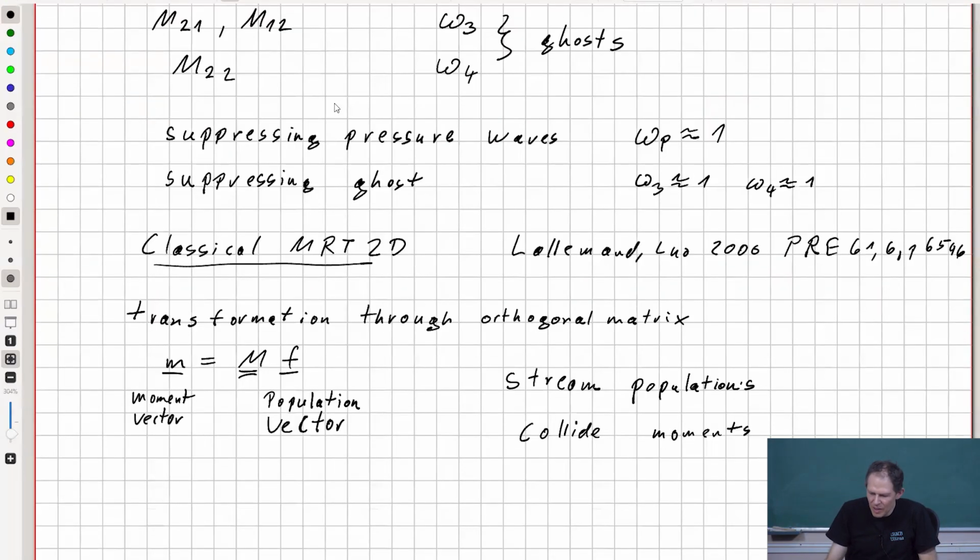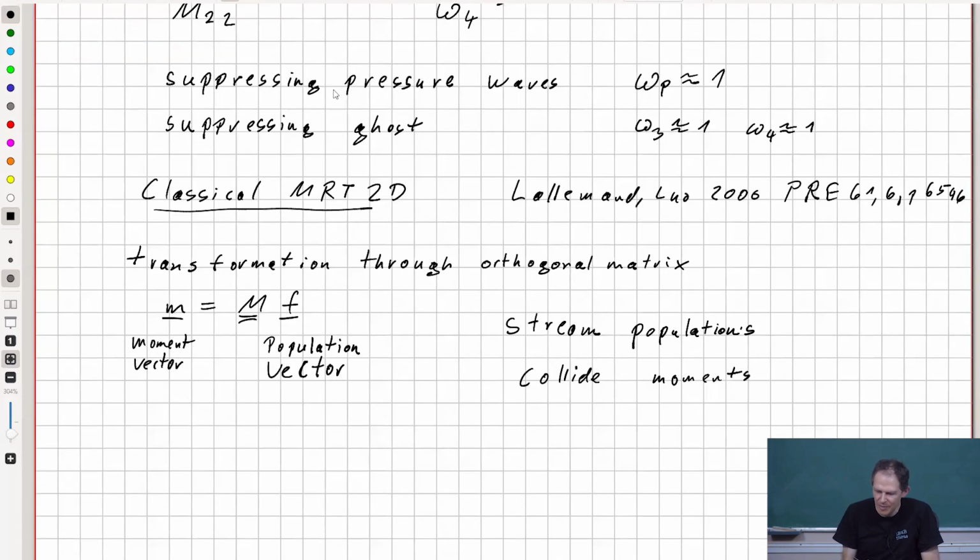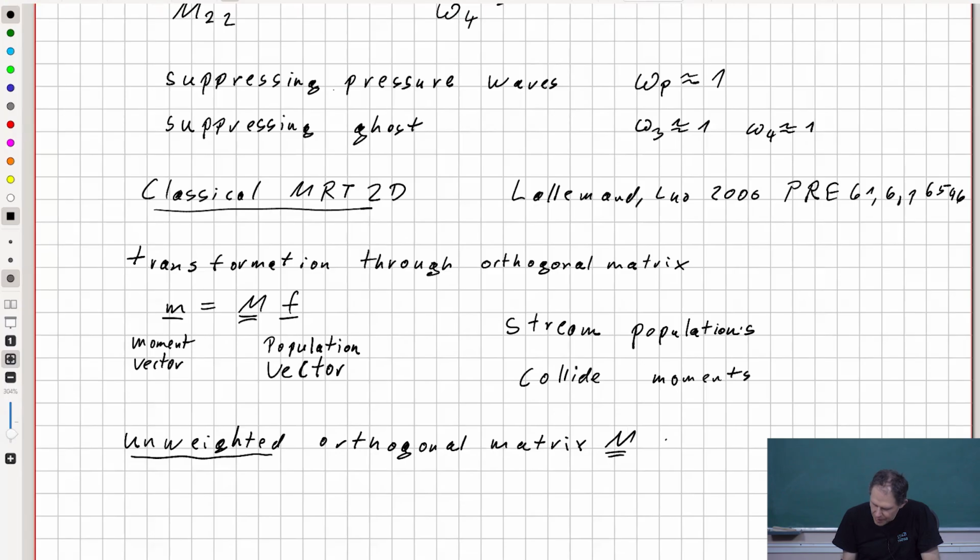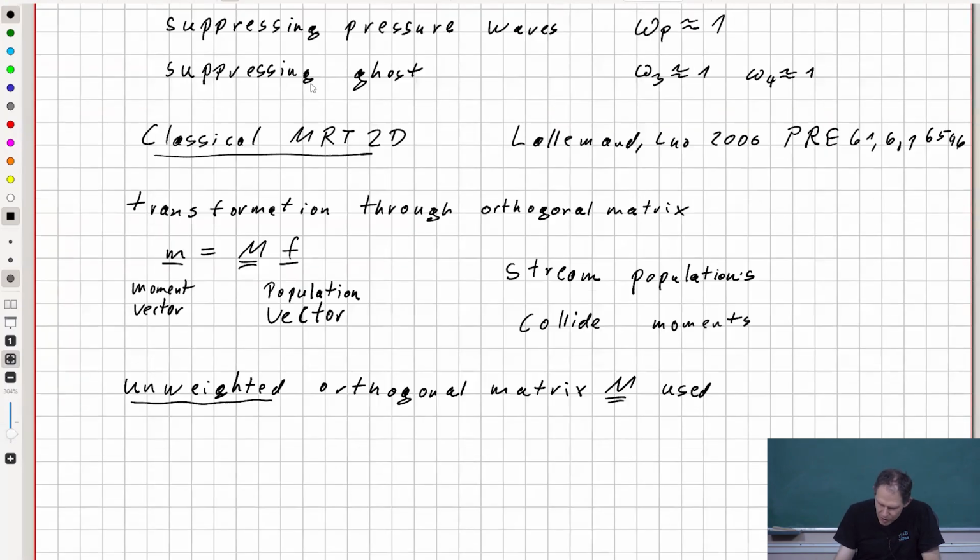So this was actually an unweighted, and this is later becoming important, an unweighted orthogonal matrix M that was used, and the D2Q9 moment system now looks like this. And I mean, this is a classical thing.